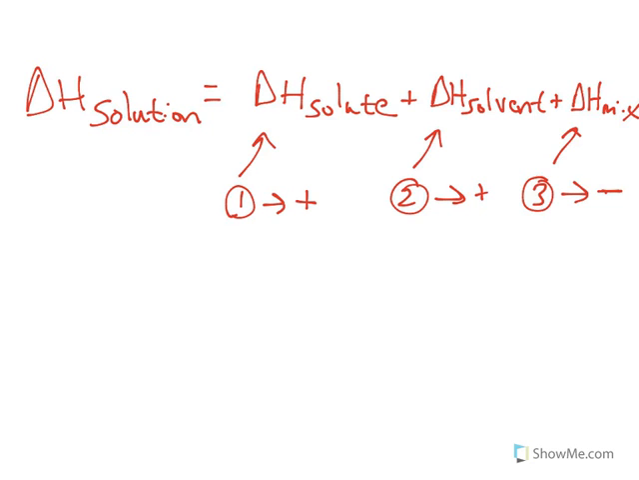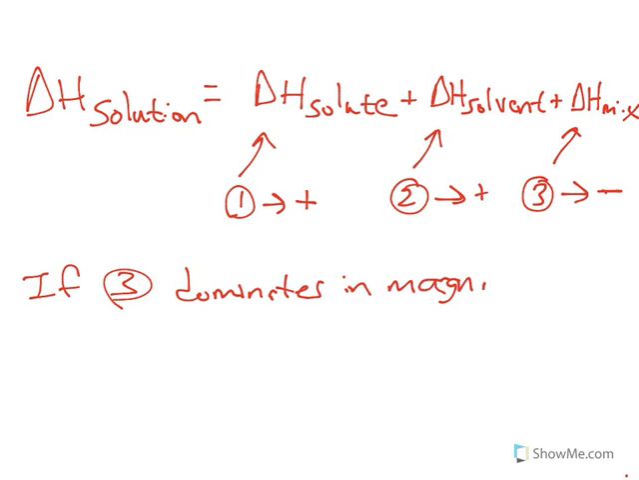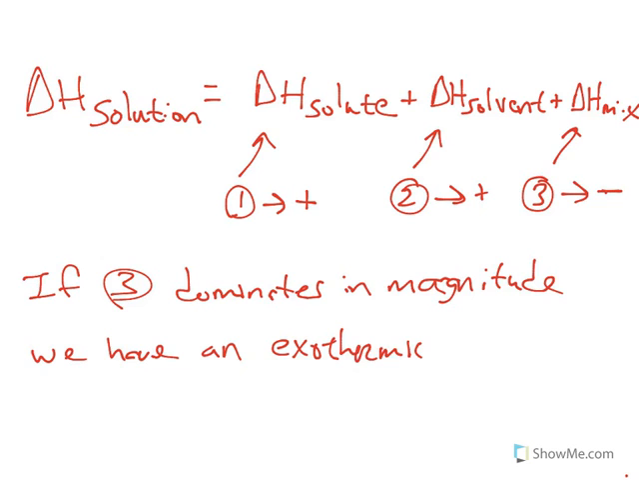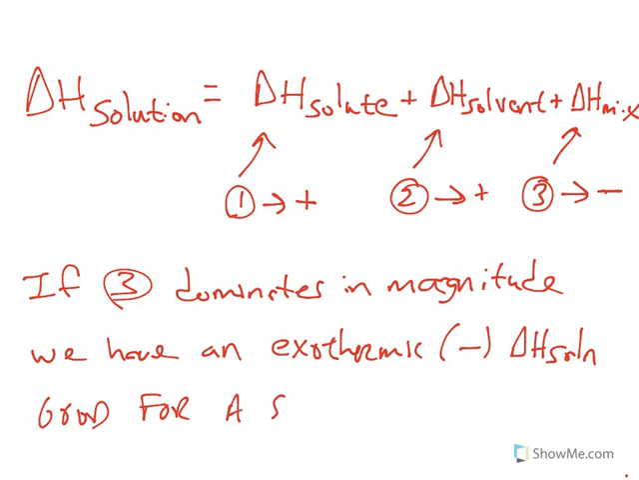All right, so what's going to happen is if 3 dominates in magnitude, we have an exothermic, negative delta H of solution. I'm going to abbreviate SOLN, and that is good for a spontaneous process.